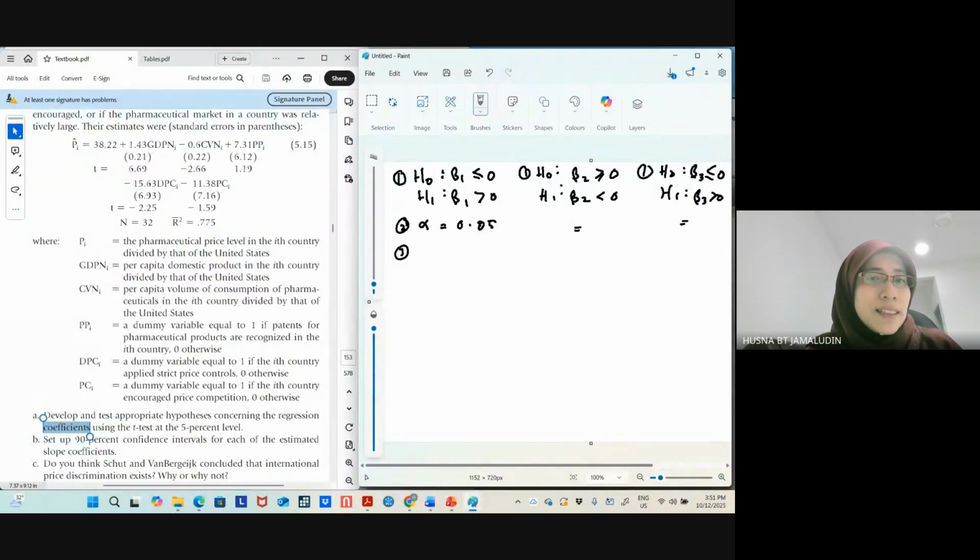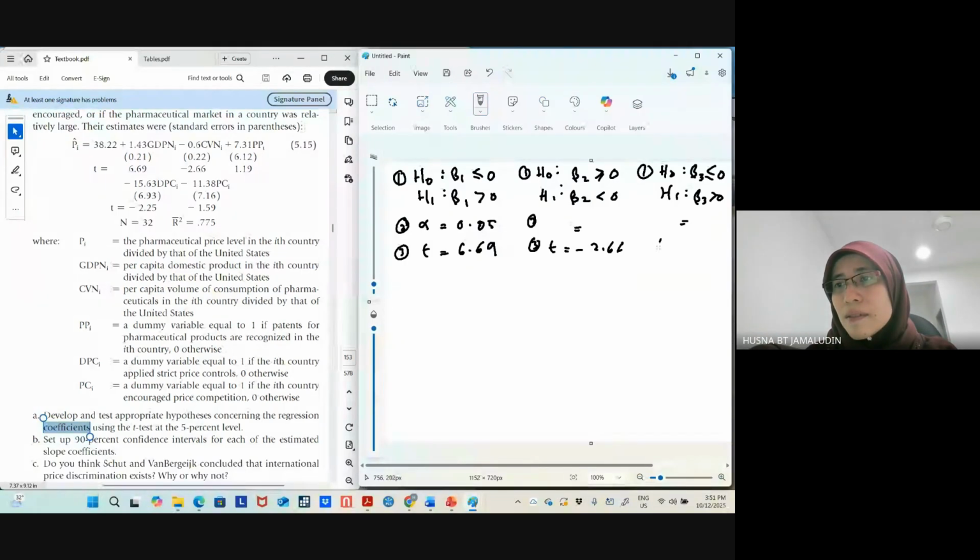This is your test statistic. Because you are testing the individual coefficient, you are using the T statistic. So T is given here. This is the beauty of doing econometrics, because you don't really have to compute using any formula. So T, they give you 6.69 for beta 1. T for this one, or let me put it here, 2, 3: negative 2.66. And how about the rest? This is 1.19.